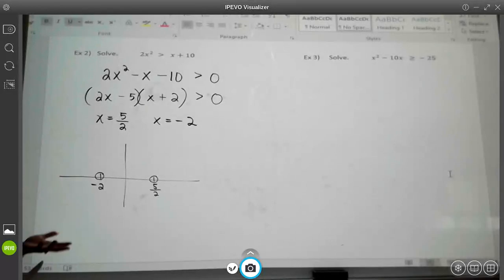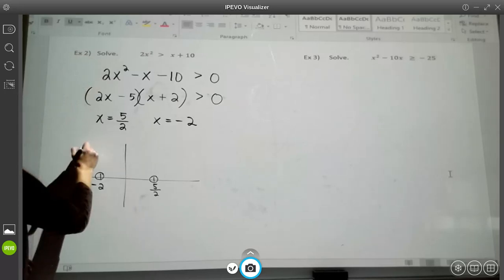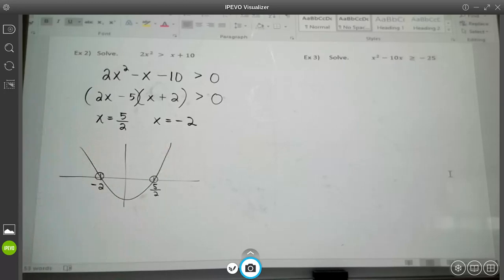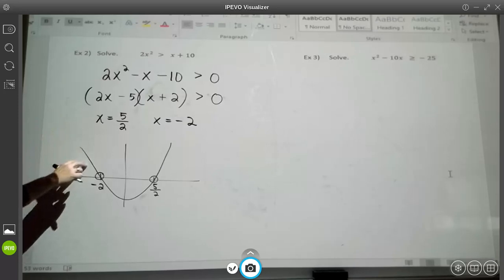Okay, let's look at what the graph says. According to this graph, if you plug a number to the left of negative 2 in, what kind of numbers are coming out of this function? Positive or negative? Positive. Are positive numbers going to be greater than 0? Yes. So these are good x values. X values over here make a positive number come out, and positive numbers will be greater than 0.